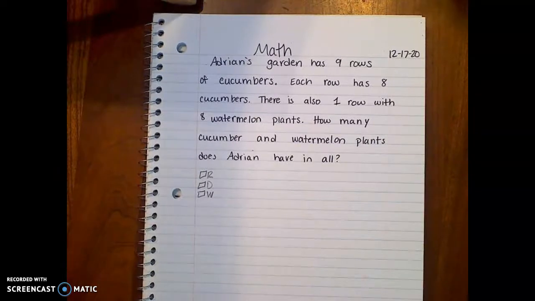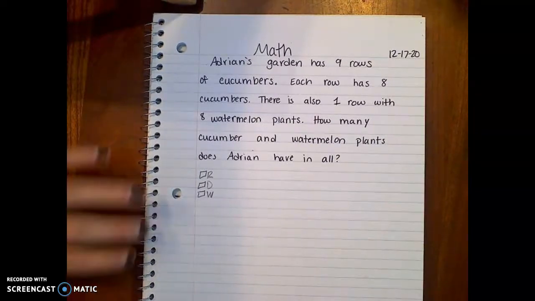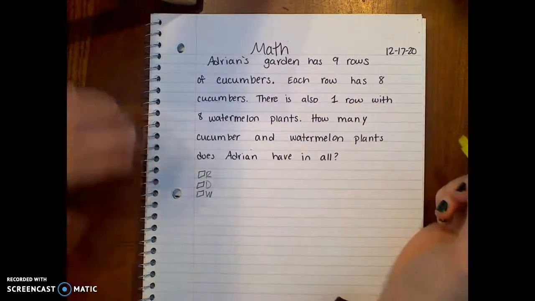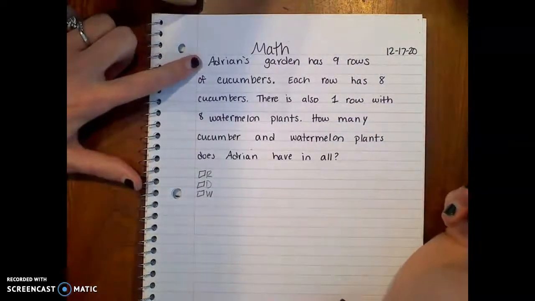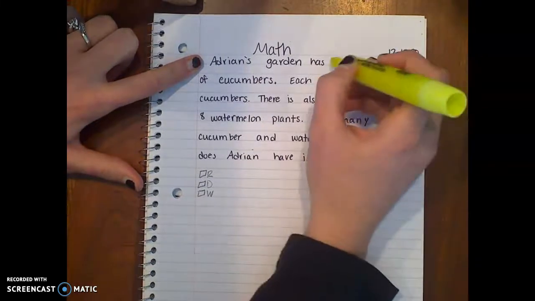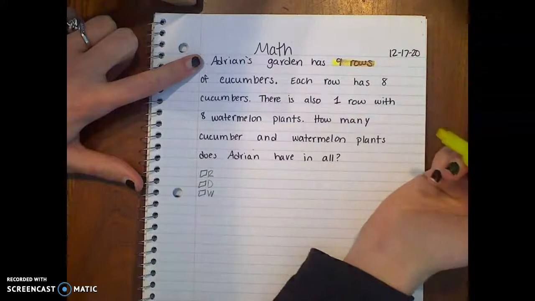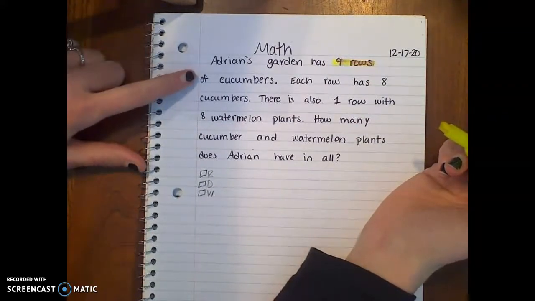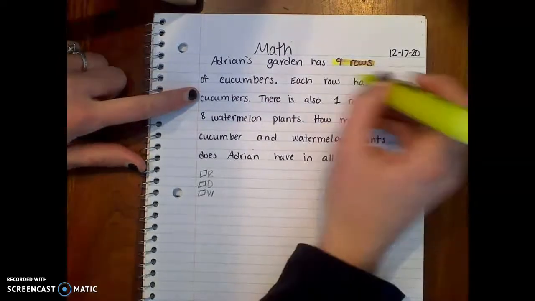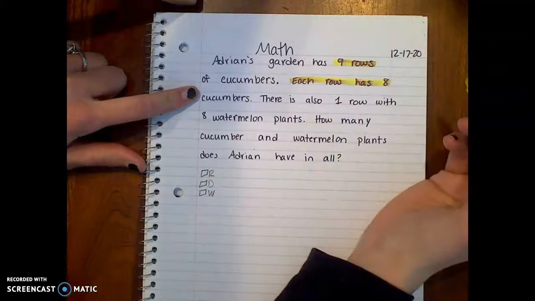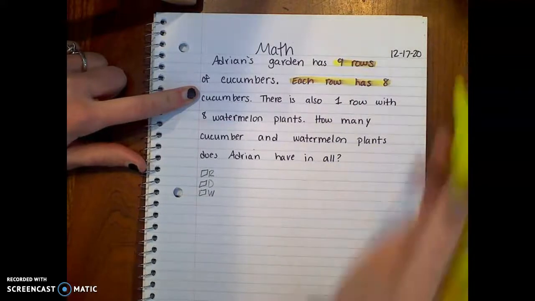Now let's get our highlighters ready, or your pencil to underline, whichever you prefer. Let's read it like a mathematician. Adrian's garden has 9 rows of cucumbers. All right, I'm going to highlight 9 rows because it tells me exactly how many rows to draw. Each row has 8 cucumbers. I'm going to highlight each row has 8 so I know how many columns there are.